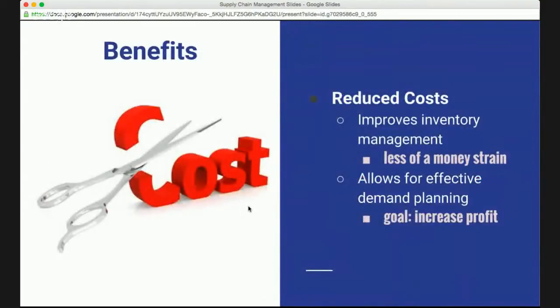Supply chain management also has the ability to reduce businesses' costs. So improving the inventory management will make sure that a company has less of a money strain, and therefore this allows for more effective demand planning so that production can be amped up, and in theory, profit will be generated.